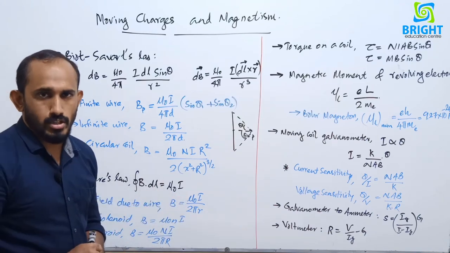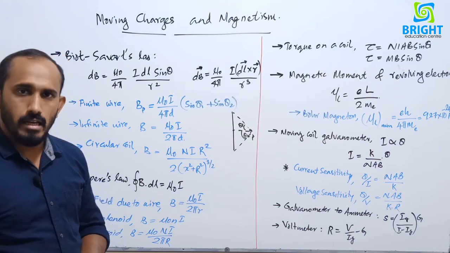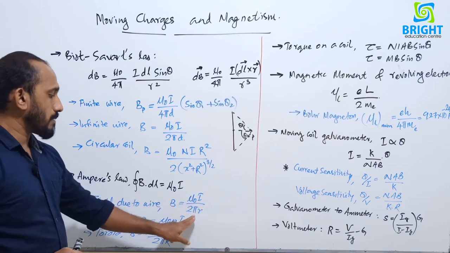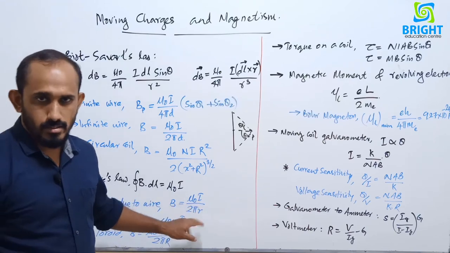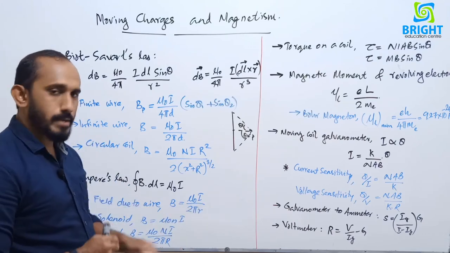By using Ampere's circuital law, we can find the magnetic field due to a current carrying conductor, a linear conductor. The field due to a wire is equal to B equals mu zero I by 2 pi r. R is the distance of the conductor to the point P, mu zero I by 2 pi r.